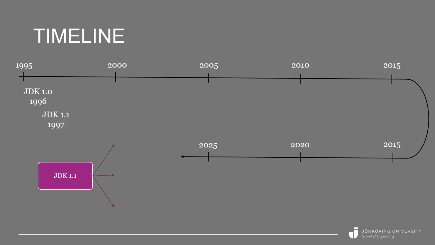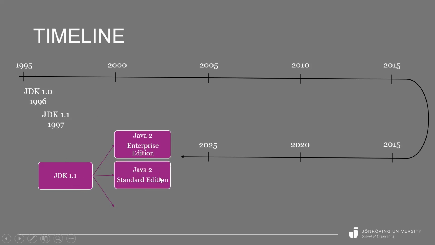Then after this something strange happened. At this time there was only one Java platform. Then they decided that they wanted to have 3 different Java platforms. So they had an Enterprise Edition, they had a Standard Edition, and they had a Micro Edition.